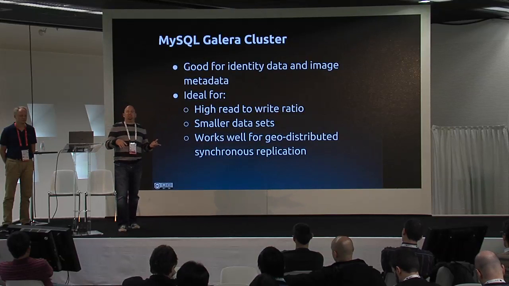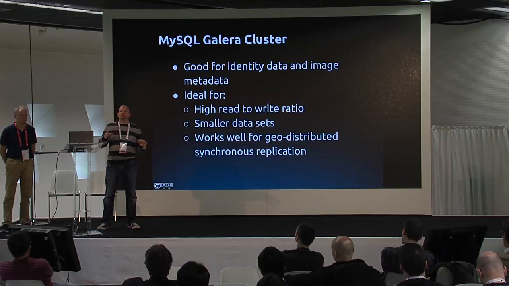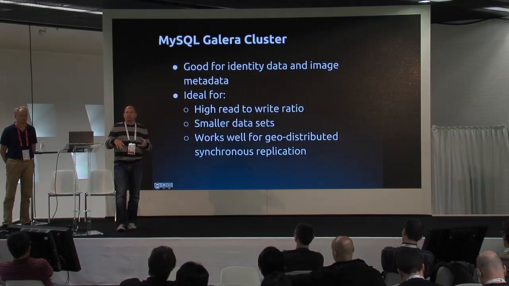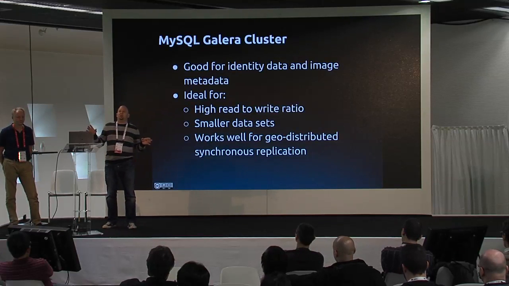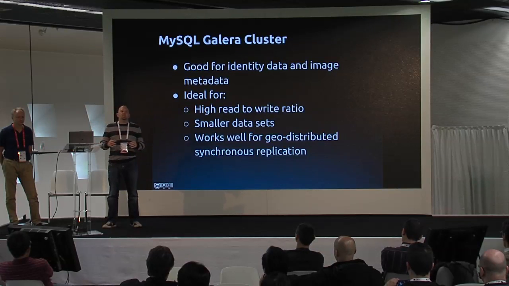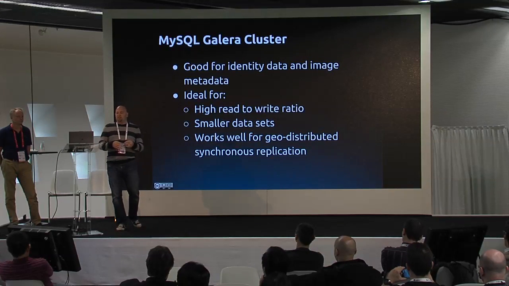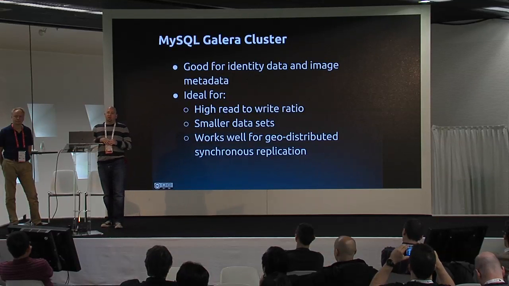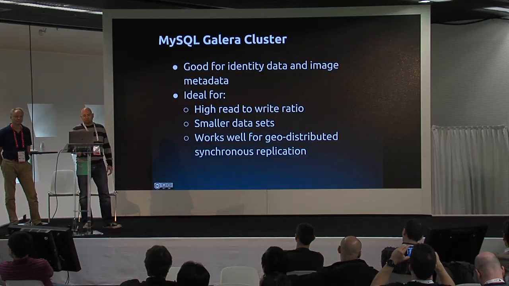When I left AT&T, we had 12 multi-writers, 12 Galera nodes serving the Glance registry and Keystone databases across data centers throughout the US, WAN replicated. Because it's very read intensive and not a whole lot of writes, it's actually a perfect use case for a Galera cluster over WAN links.